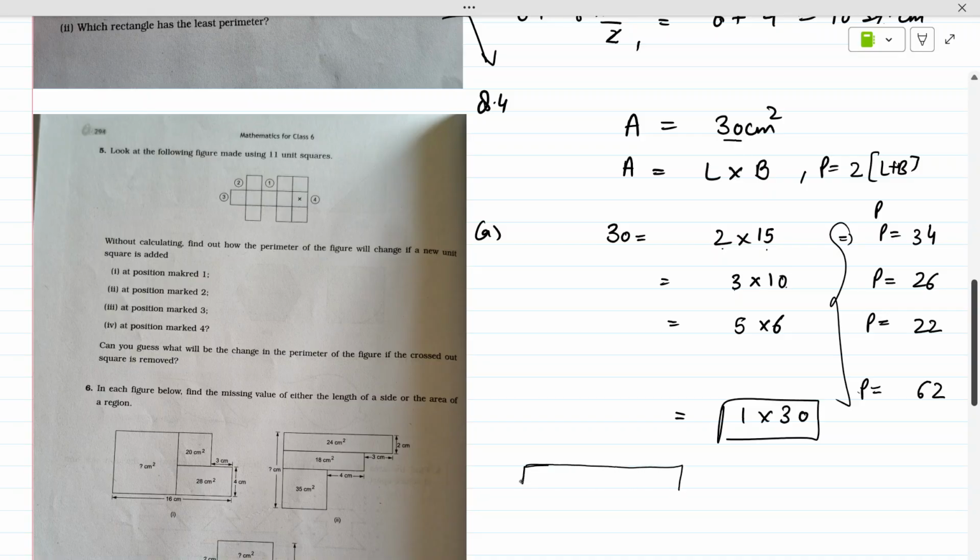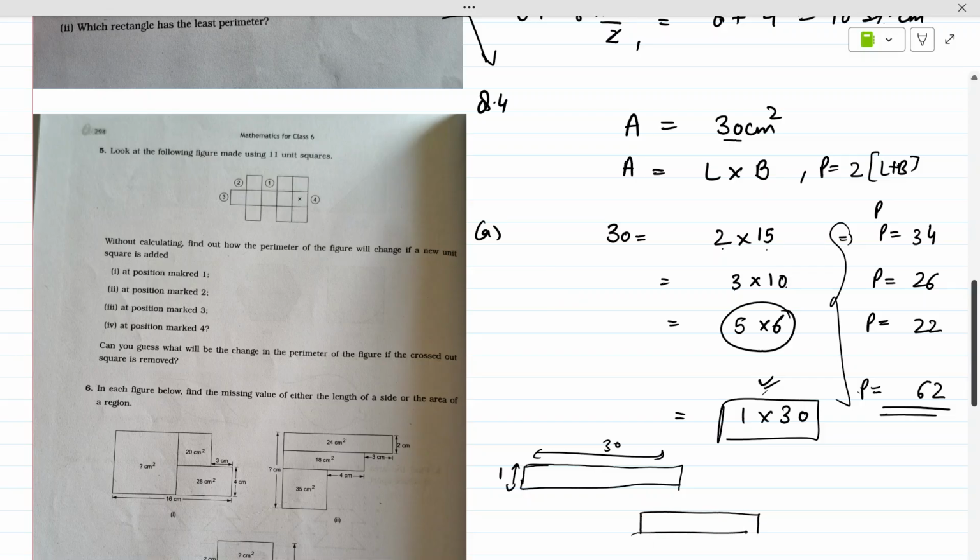So the rectangle where the length is 30 and the width is 1, it has the greatest perimeter of 62 centimeters. Second part, which has the least perimeter. So the least perimeter is this one, 22. So that means in this case, the length will be 6 and the width is 5. Okay. So in this case, the perimeter is 22, lowest. Here the perimeter is 62, highest.